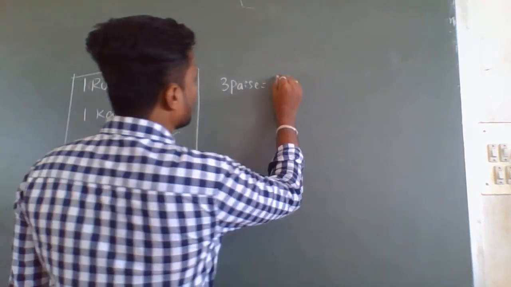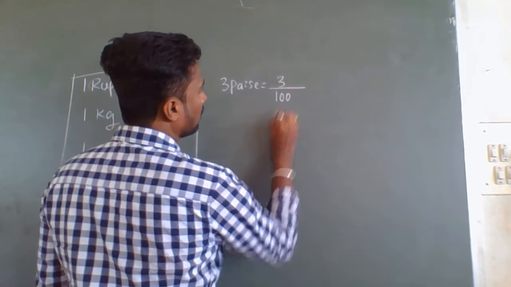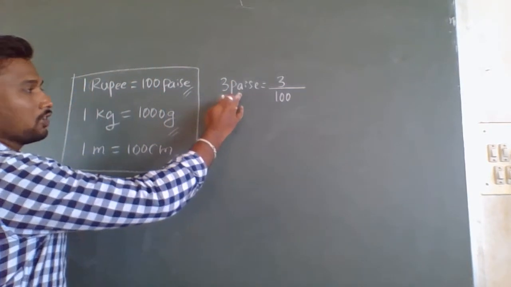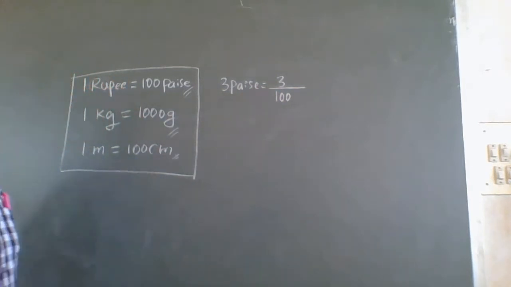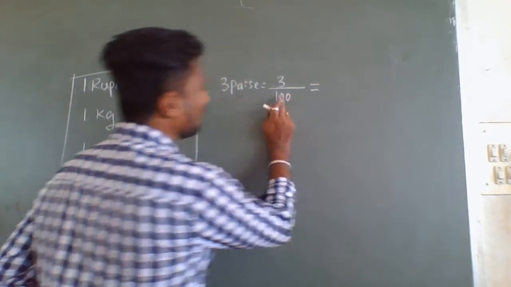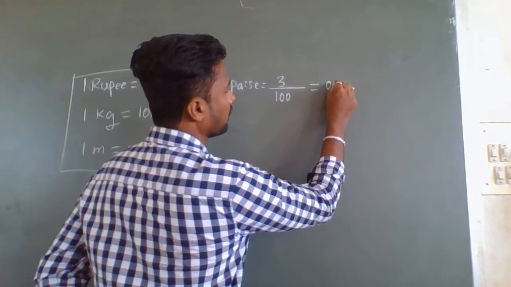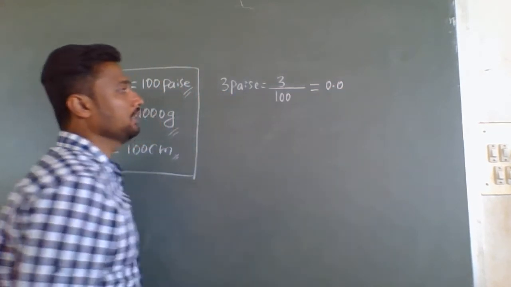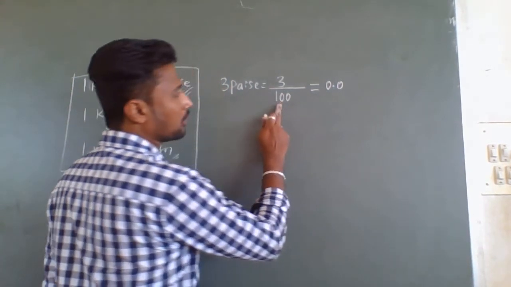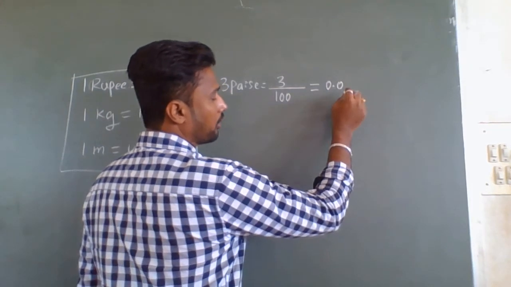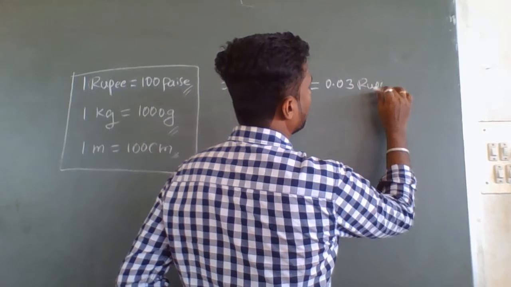How to convert this? We know that 100 paise equals 1 rupee, therefore 3 paise is equal to 3 by 100 rupees. Here 3 by 100 means in the 1 by 100 position we should write 3, therefore 0.0 is the 1 by 10th position after the decimal point. Next, in the 1 by 100 position we should write 3, therefore 0.03 rupees.